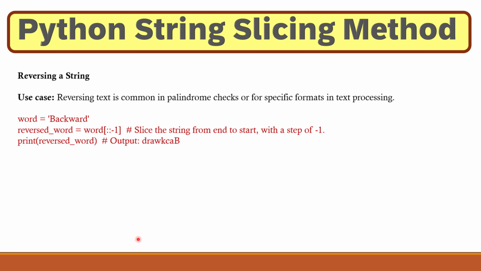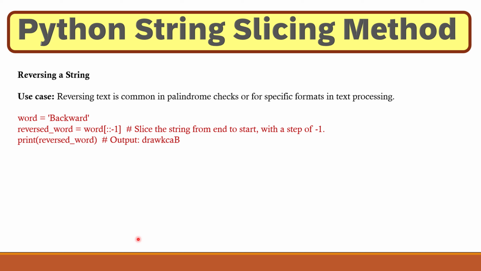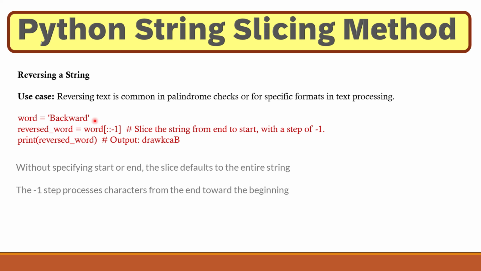We can also reverse a string. Reversing text is common in palindrome checks or for specific formats in text processing. So we've got the word equals "backward", and if we indicate the step is a -1, this will slice the string from the end to the start because we have not indicated anything in the first two positions, but the step being a -1 would reverse the word. So we've got the word "backward", and the output is "backward" in reverse.